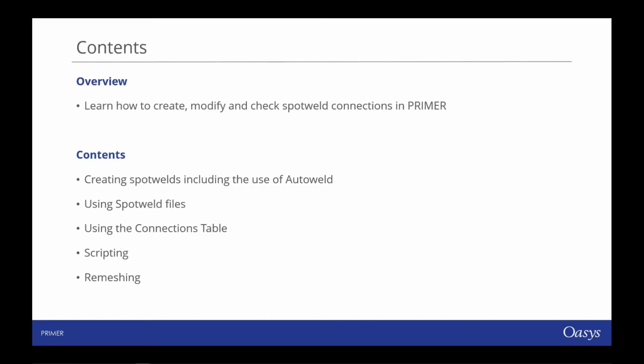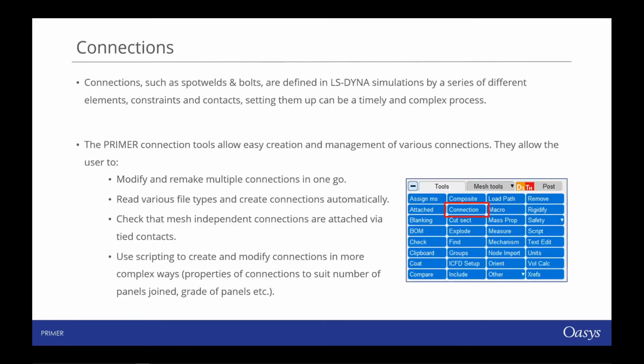Connections table is where you can manage and view information associated to all the connections within your model. We'll briefly touch on scripting and some options to help manage the creation of connection entities in your model. And we'll look at remeshing. So predominantly spot welds are mesh independent and we use tied contacts to join panels. But there is also a remeshing option within the Primer connection tool.